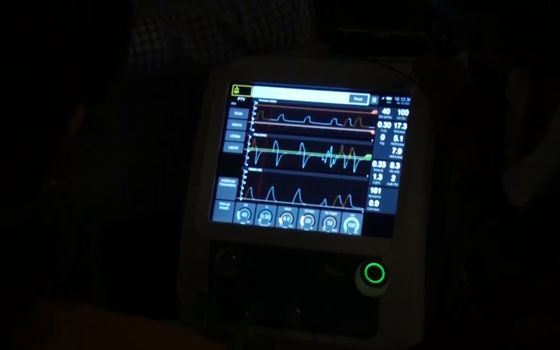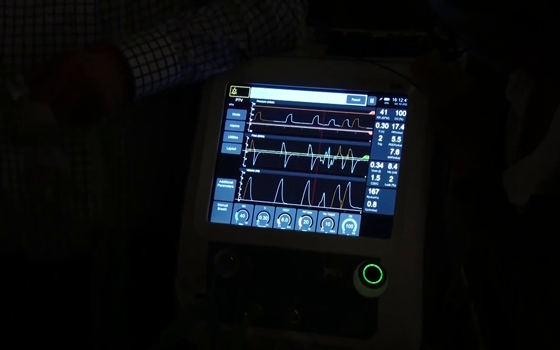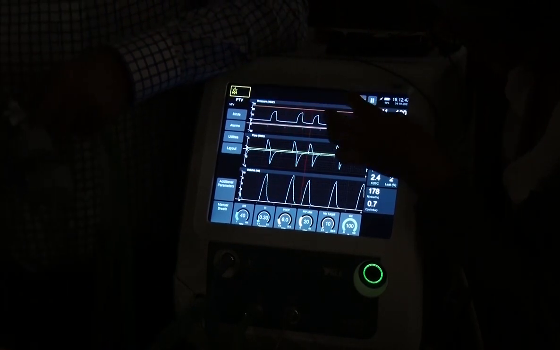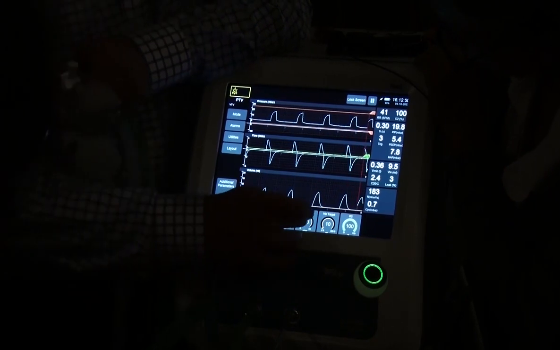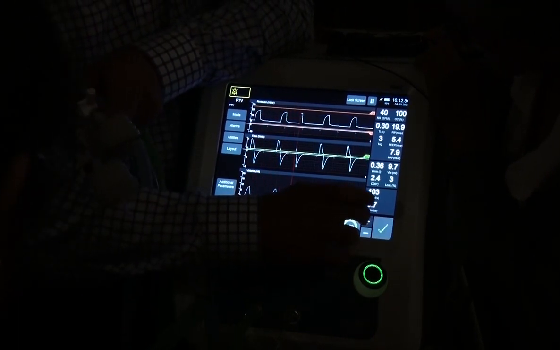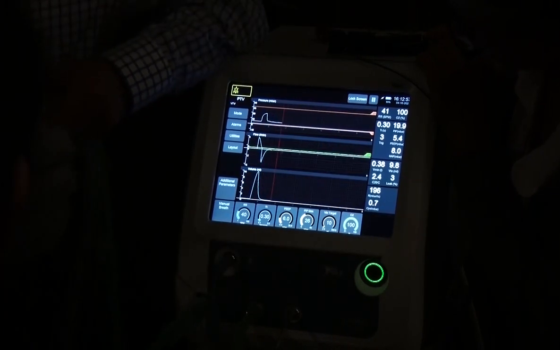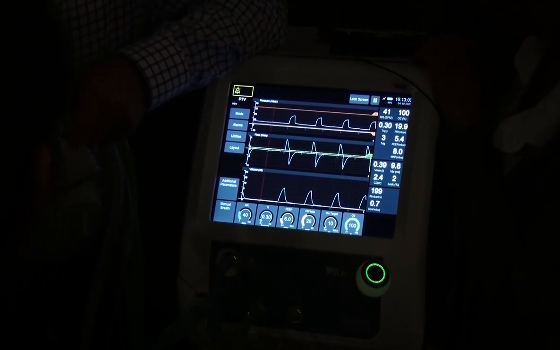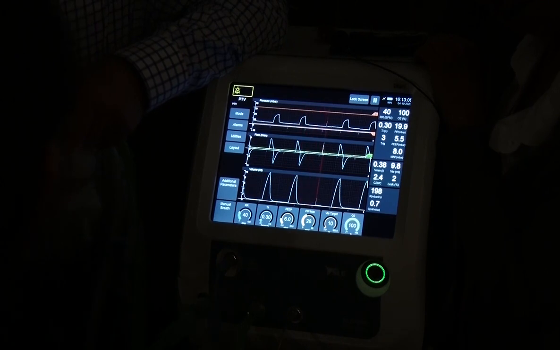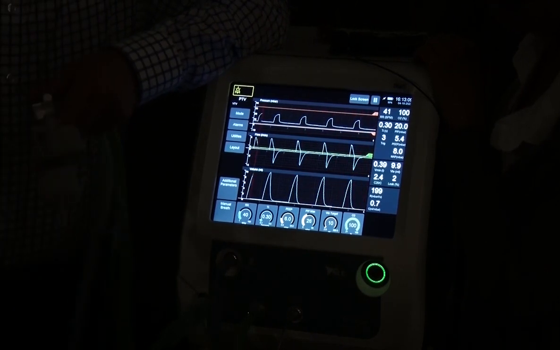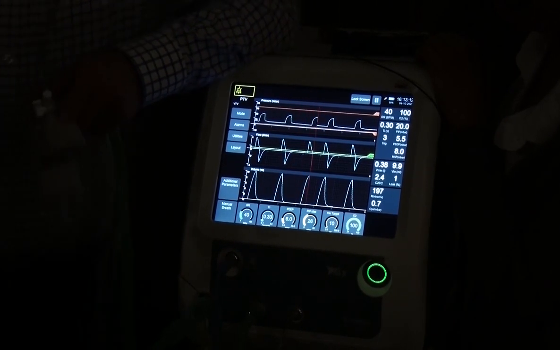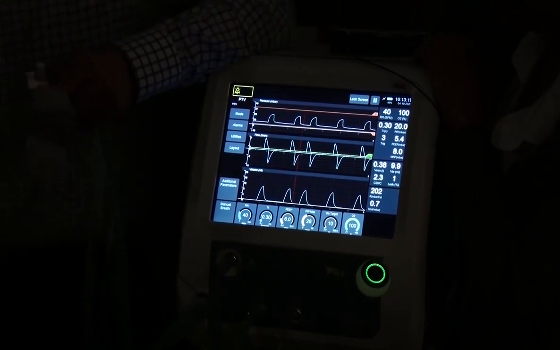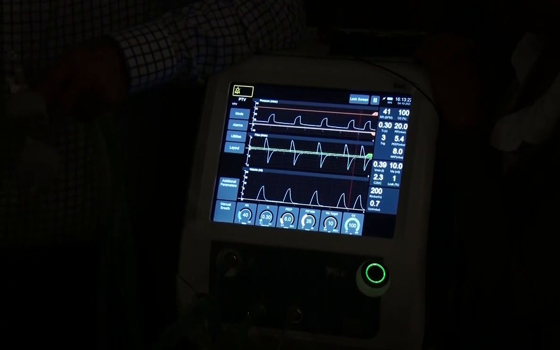Why did you pick 4 to 6 mil per kilo? Why do we know 4 to 6 is normal? We don't have any large population studies of preterm babies. I was just saying yesterday to people, we have some data from term babies that normally when they're breathing they're about 4.5 mil per kilo.